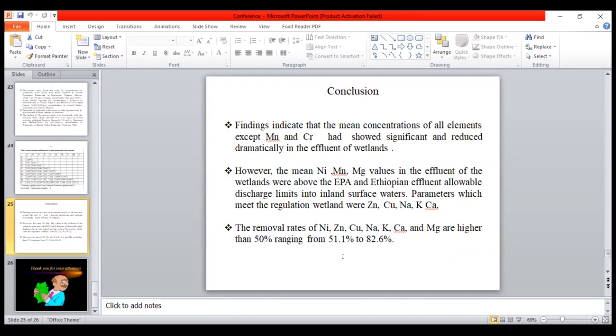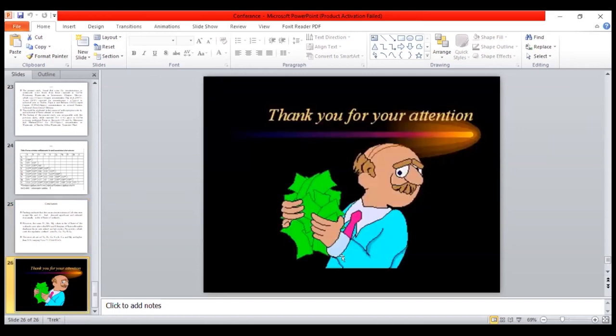However, the mean nickel, manganese, and magnesium values in the effluent of the wetland were above the Ethiopian EPA limit. And the removal rate of nickel, zinc, copper, sodium, potassium, calcium, and magnesium is higher than 50%, which is found in the range of 51 up to 82.6%. Thank you very much for your attention.